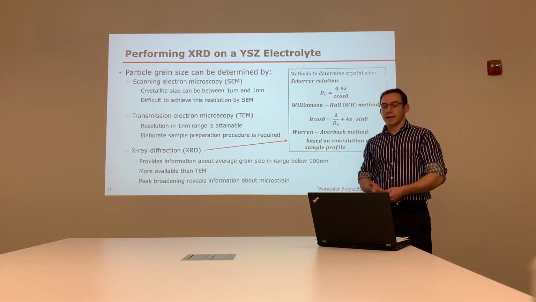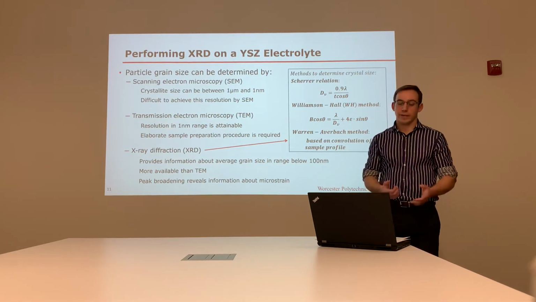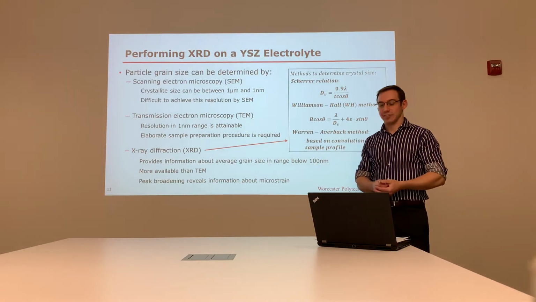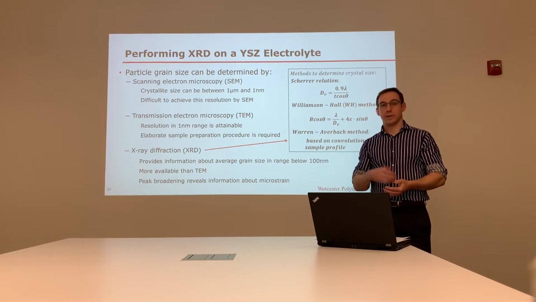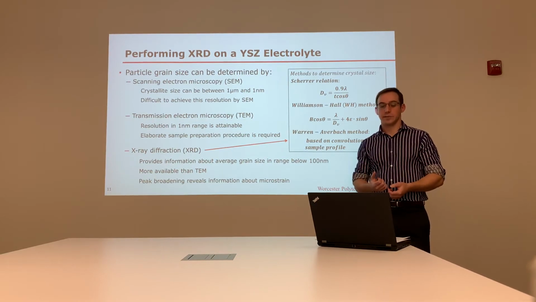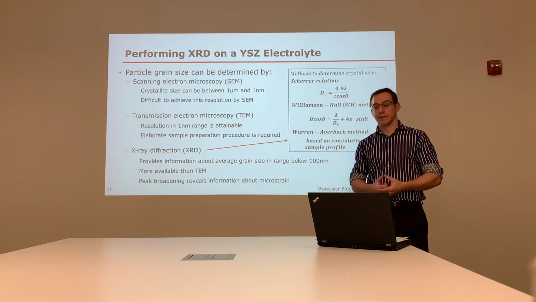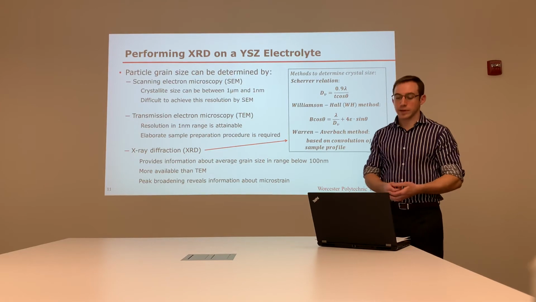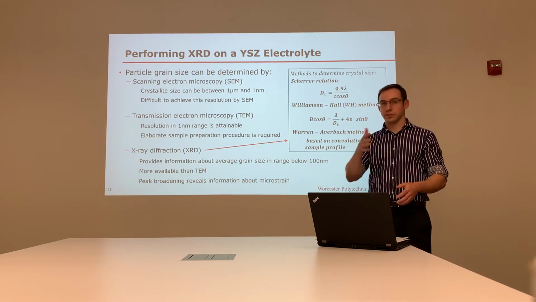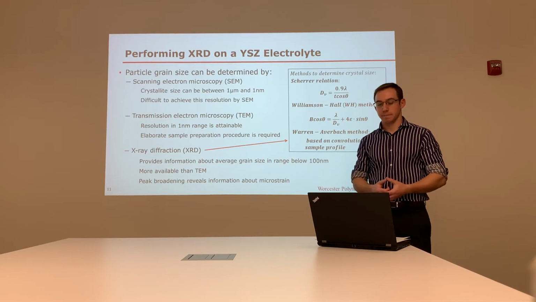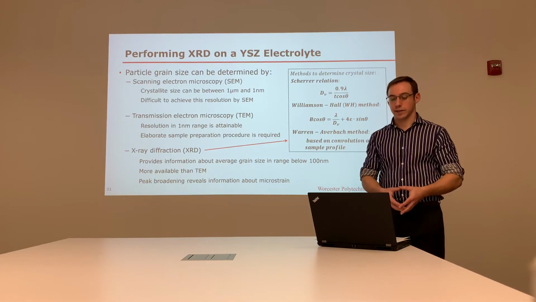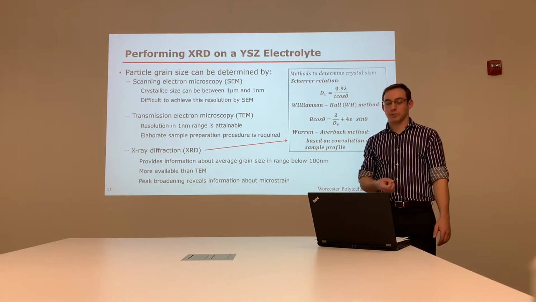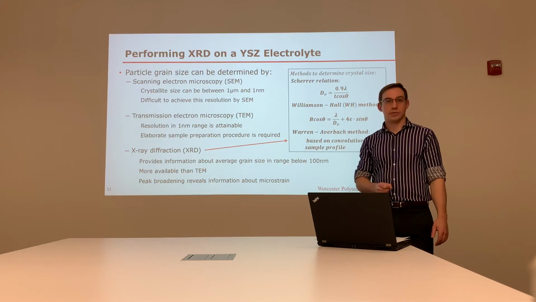So the particle grain size can be determined by three primary ways. There's X-ray diffraction, which is the most accessible, we can say, and it really provides the information we want to know about the average grain size, and it also tells us about the microstrain present in the material. Scanning electron microscopy can also work, but its resolution is usually on the micro scale rather than the nanoscale. To get down to the nanoscale requires a transmission electron microscope, which requires elaborate sample preparation, but it does have a very fine resolution that's possible.